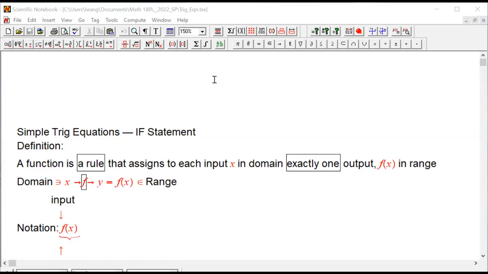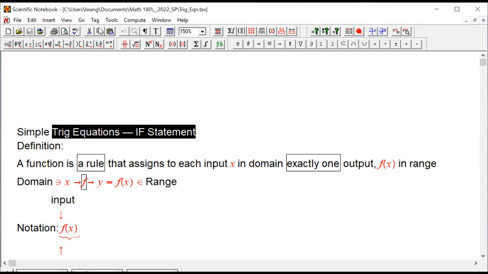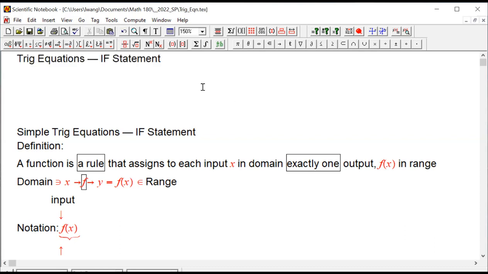Hello, in this lesson, we're going to talk about solving trig equations again. Previously, we talked about solving simple trig equations, right? There, we talked about the different methods: the algebraic method, the function method, the graphs, and so forth. And here, we're going to talk about solving trig equations with a little bit more complexity.